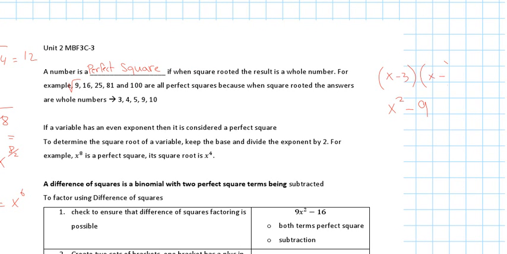Okay? Can you give me another example? X squared minus 16. Was that in the homework? Yeah, it's 4x squared minus 81. 4x squared minus 81, and what were the 2 numbers that you're multiplying? 2x minus 9, 2x plus 9. Okay?